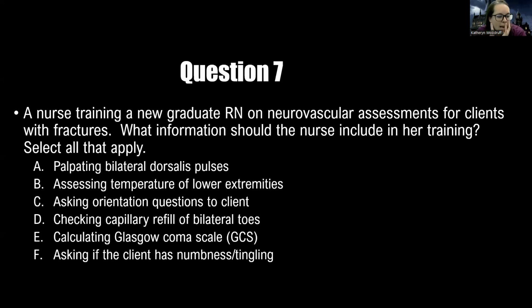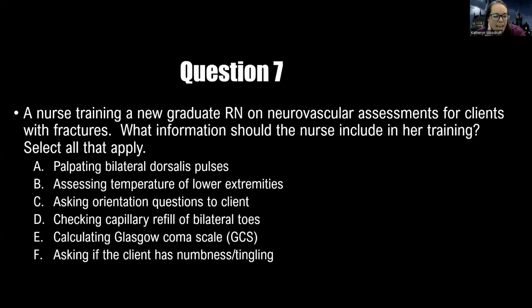All right. Next one's asking orientation questions to the client. This is where a lot of times we can get students, because it's like, ooh, orientation, it has neuro in it. But neurovascular is not about up here and blood flow up here. It's about blood flow to my extremities, like my feet and my hands. So orientation questions are not going to be a part of neurovascular assessment.